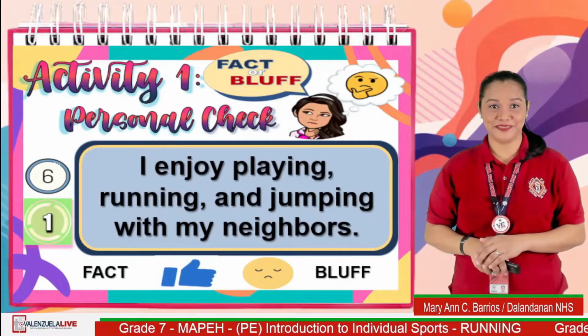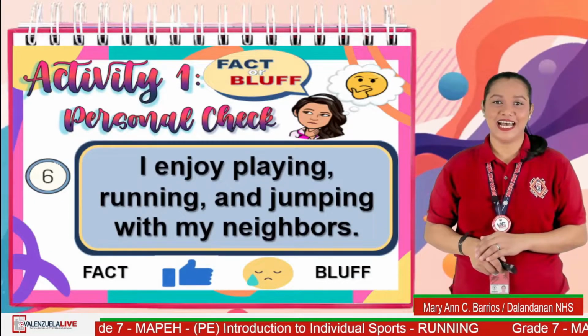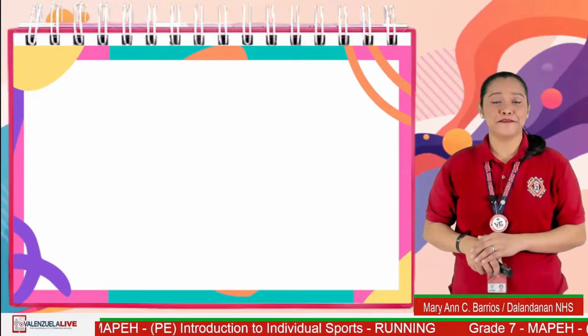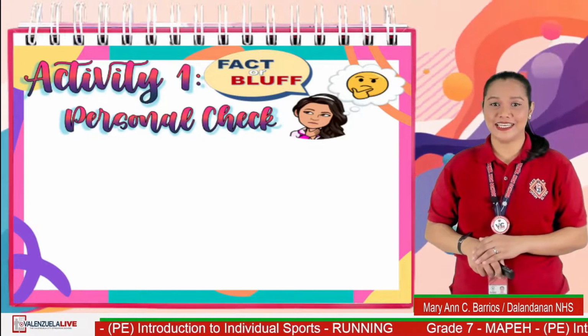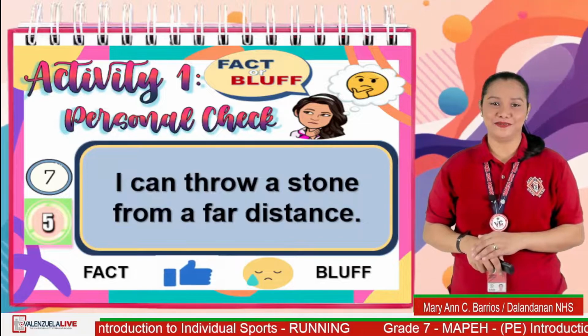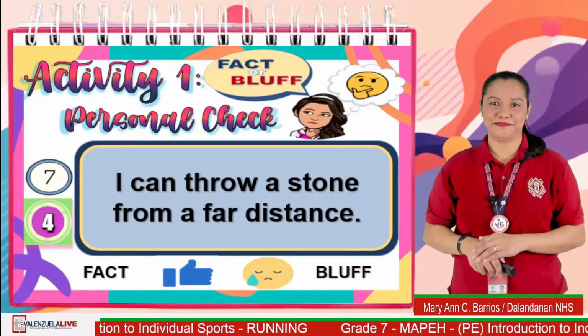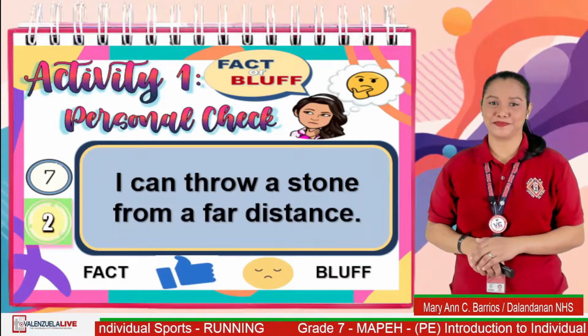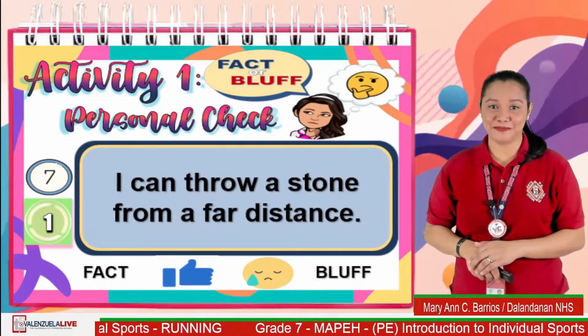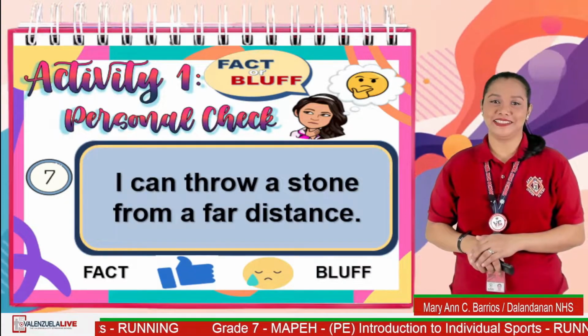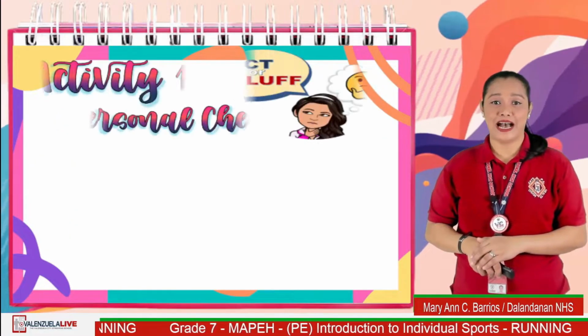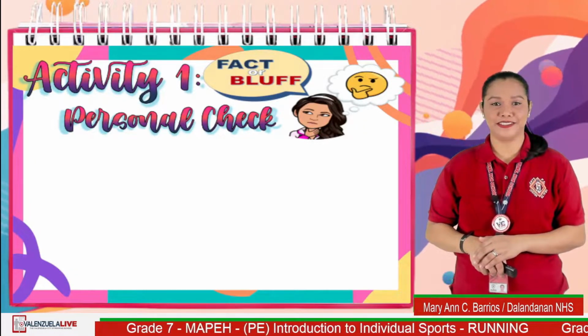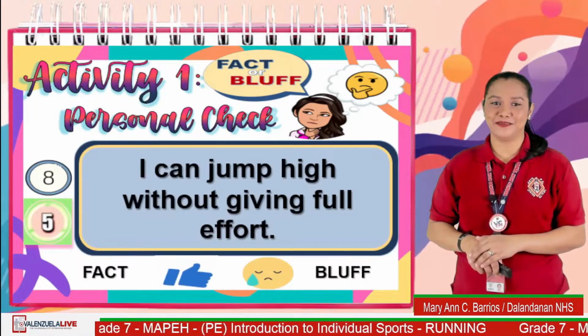Time is up. Number 7. I can throw a stone from a far distance. Timer starts now. Time is up. Number 8. I can jump high without giving full effort. Timer starts now.